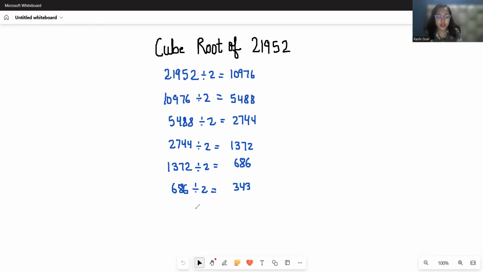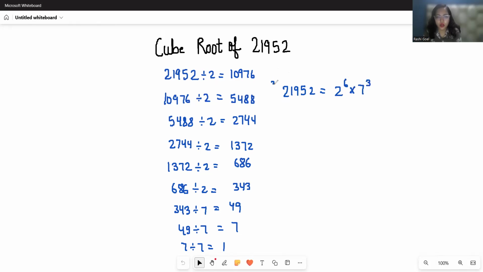Now check with 7. 343 divided by 7 gives 49. 49 divided by 7 gives 7, and 7 divided by 7 gives 1. So the prime factorization of 21952 is 2 power 6 times 7 power 3.